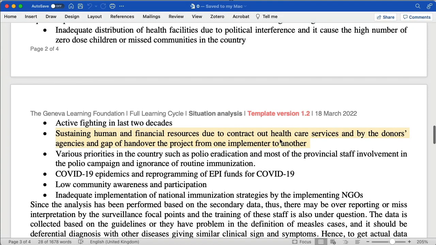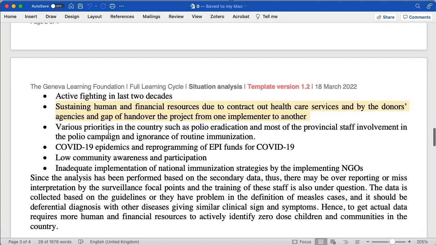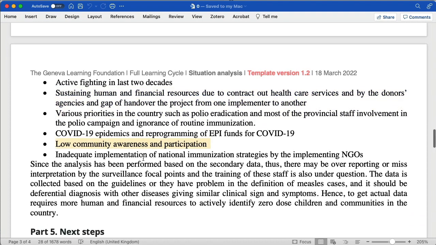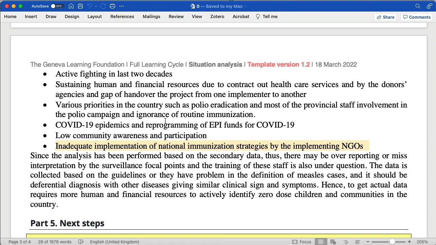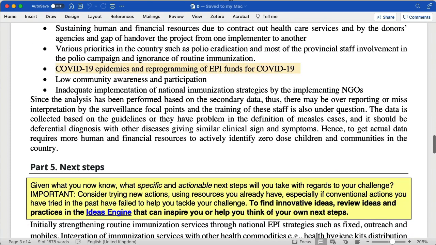So, supporting gaps, various priorities, low community awareness and participation, COVID-19 epidemic, and reprogramming of EPI funds. We do have some specific guidance on how to think through that particular issue, but the measles coverage seems to have been low before COVID. That could be an important question to look at, and then a data source that would be able to answer that, or the author's experience.